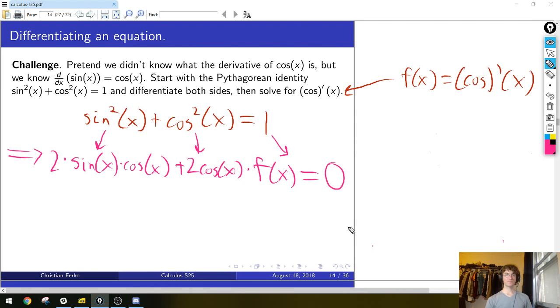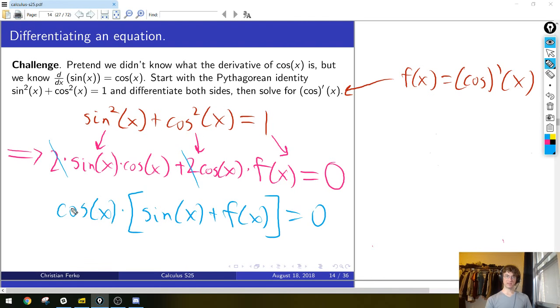Good. Okay. So by differentiating Pythagoras, we've gotten this equation: 2 sine x cosine x plus 2 cosine x f of x equals 0. Pretty obviously we can cancel 2's and factor out a cosine of x, so I'll just do the factoring. Cosine x times the quantity sine x plus f of x equals 0. So now, by the zero product rule, either cosine of x is 0 for all x, which is not true. We know that cosine of x is only 0 for certain values of x, like pi over 2 or 3 pi over 2. It's not always 0. So since that's not always 0, it must be that the second factor in this product is always 0.